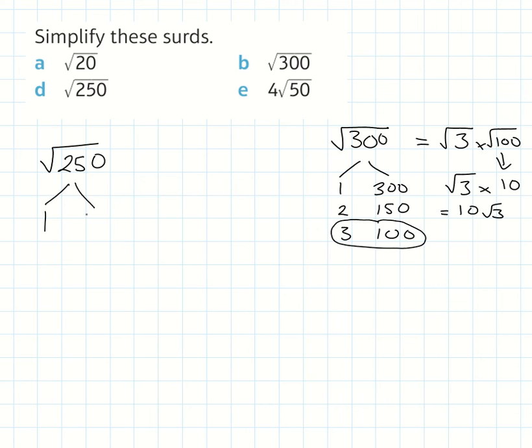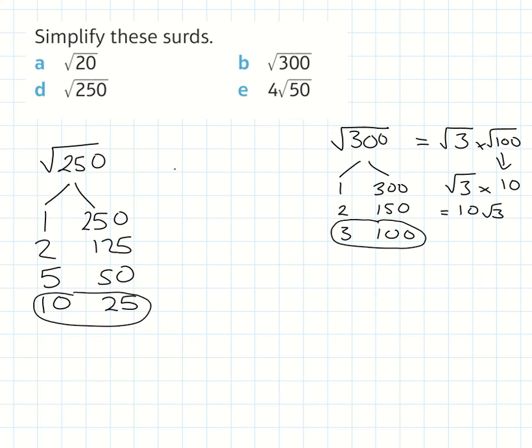So we've got 1 and 250. We've got 2 and 125. The next one is 5 and 50. And then the one after that we get 10 and 25. Now the biggest square number I've got there is in 10 and 25, 25 being the square number. So let's rewrite that as the square root of 10 times the square root of 25. We know the square root of 25 is 5. So I'm going to leave the other part alone, and then I can rewrite that as saying 5 root 10.